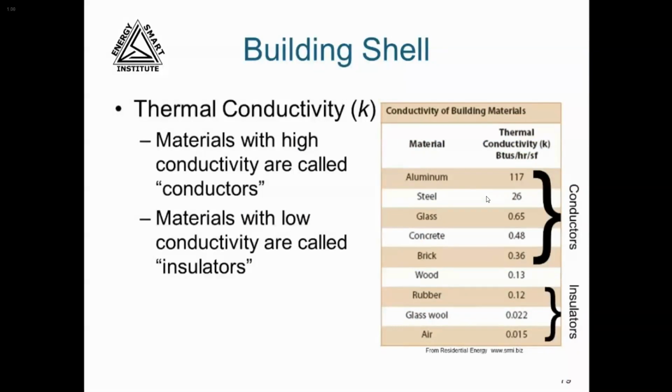Materials with high conductivity are called conductors, while materials with low conductivity are called insulators. You can see on the chart that aluminum, steel, glass, concrete, and brick are all considered conductors. Rubber, glass, wool, and air are all insulators. Wood provides a transition point between being more conductive than the insulators and more insulating than the conductors. You can see that air is an excellent insulator, and this is why insulation's job is to trap air in the correct density to insulate and slow the heat loss in our buildings.